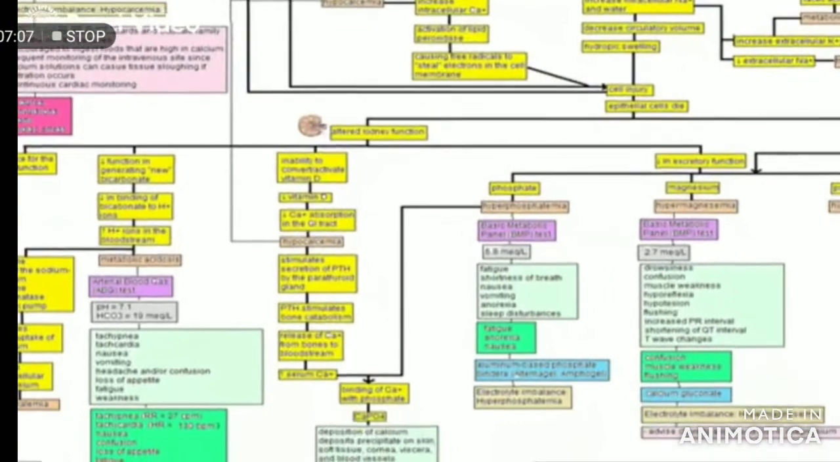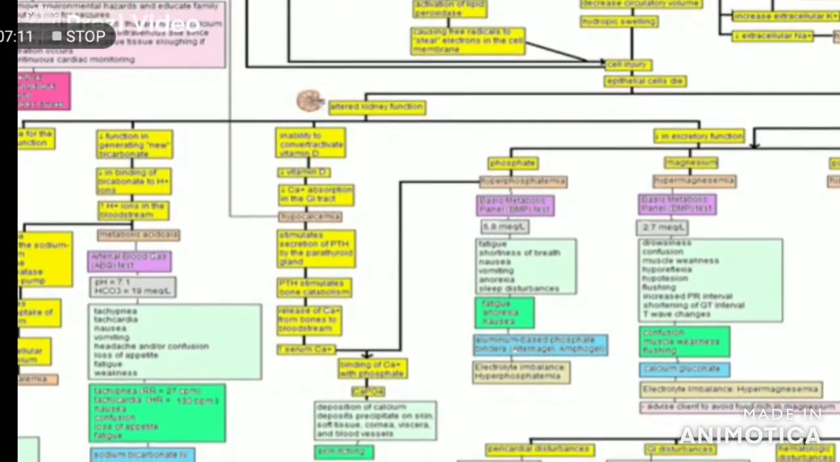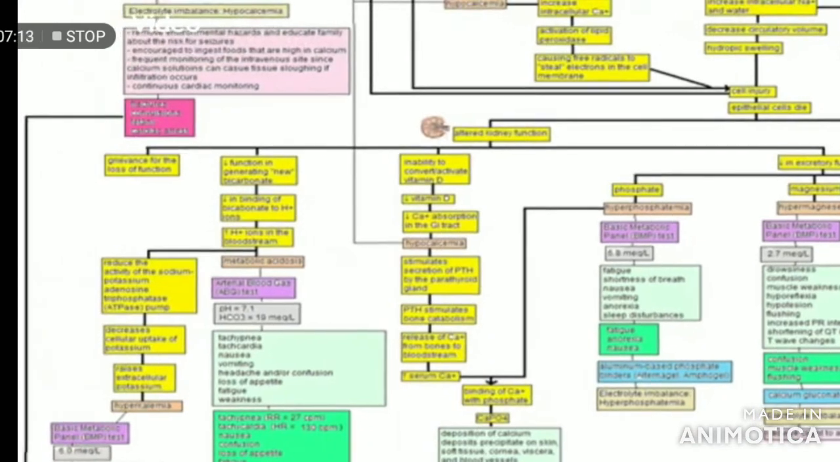Another effect of altered kidney function would be an inability to convert or activate vitamin D, which will lead to a decrease in vitamin D in the system, and a decrease in vitamin D will lead to decreased calcium absorption in the GI tract, which will lead to hypocalcemia.